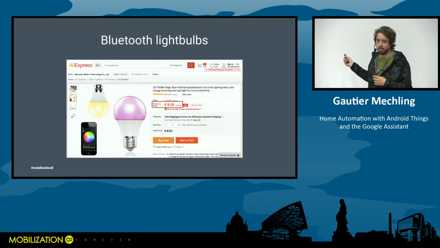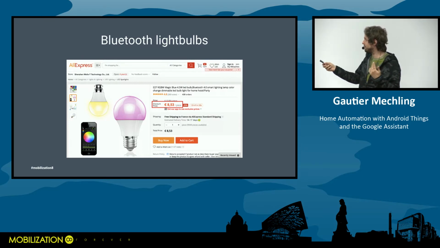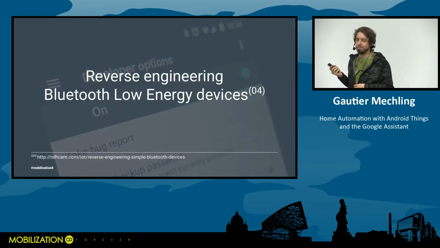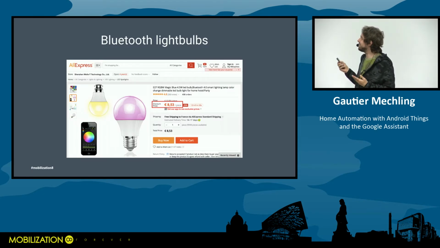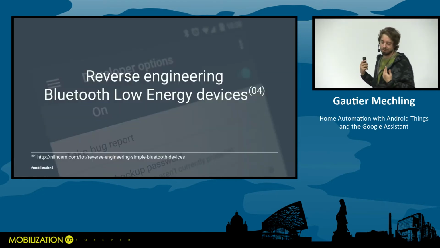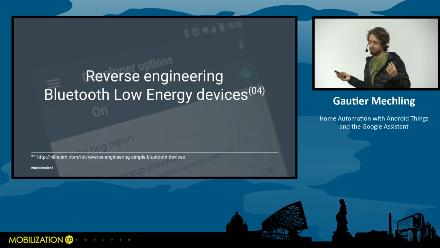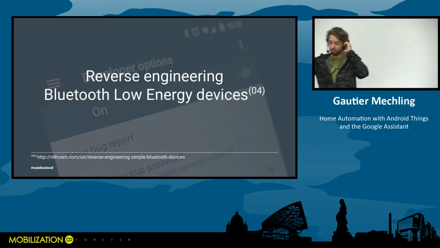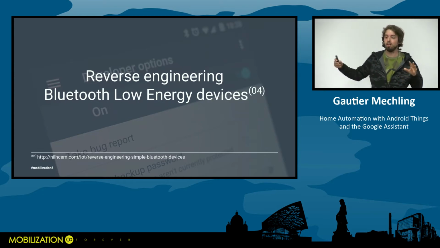We want our Android Things device to control the light bulbs. We don't want that crazy application to control it. But it's cheap, so we will buy it anyway. And what we have to do basically is, since we don't want to use that stupid Chinese application, we will just reverse engineer Bluetooth low energy devices. So we'll do some slight reverse engineering to understand how to control those light bulbs using Bluetooth low energy.